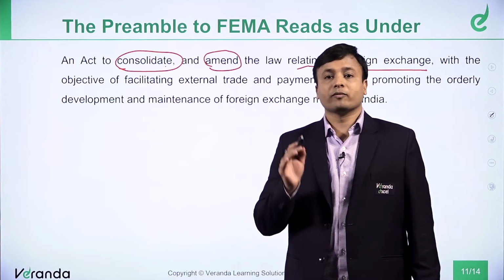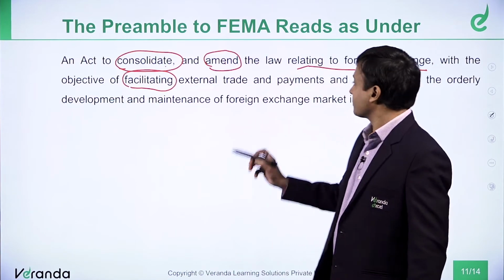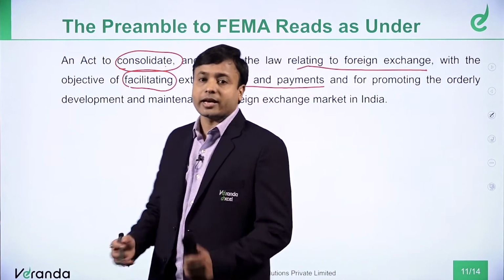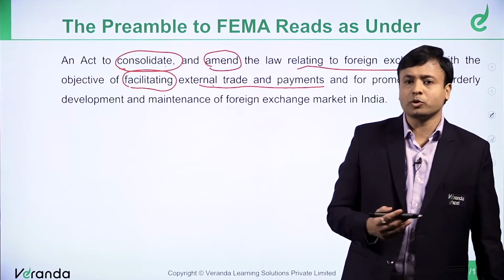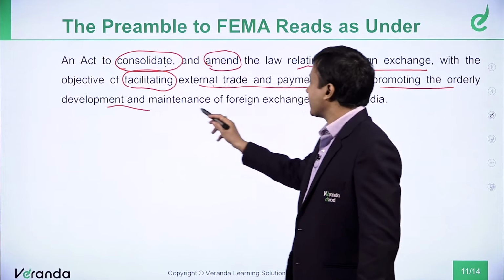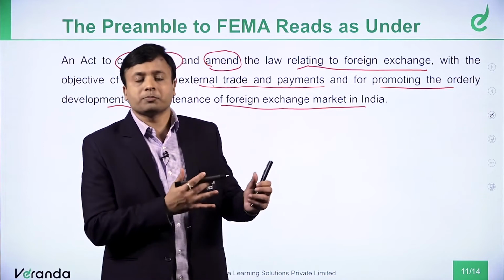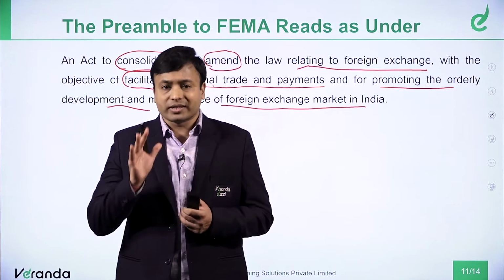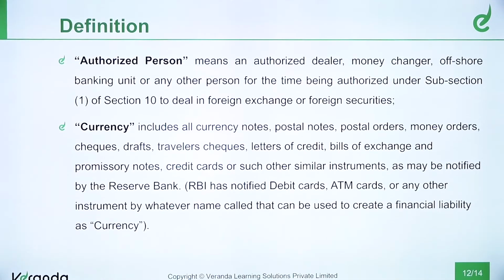with what objective? With the objective of facilitating external trade and payments. What is the meaning of external trade and payments? External means foreign currency payments. So, external trade, that is your imports and exports and the related payments, and for promoting the orderly development and maintenance of foreign exchange market in India. If you see from this preamble, the intention of the act is very clear. I just want to facilitate, I just want to help the economy to manage the foreign exchange in India.